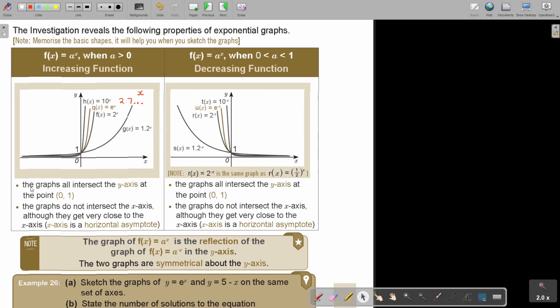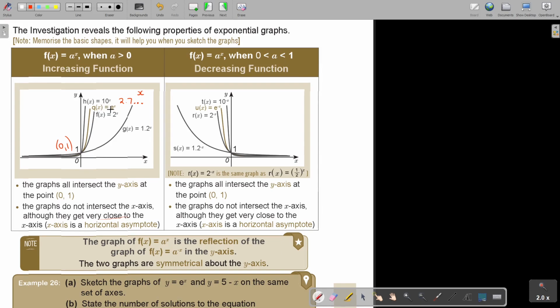So let's first look. The graphs all intersect the y-axis at this point here, 0 and 1. Okay. The graph does not intersect the x-axis. So it's striving, but it's never crossing the x-axis, although they get closer and closer to the x-axis. So the x-axis is the horizontal asymptote. That's what you call it if you're going closer and closer to that.